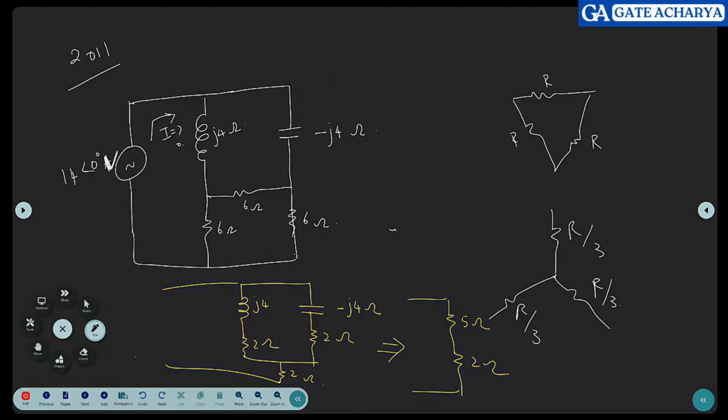How do you do these parallel impedances? Complex numbers. 1 by 2 plus 4j, plus 1 by 2 minus 4j. That is 1 by R, maybe I should use Z. The net impedance will be 1 by 2 plus 4j plus 1 by 2 minus 4j.